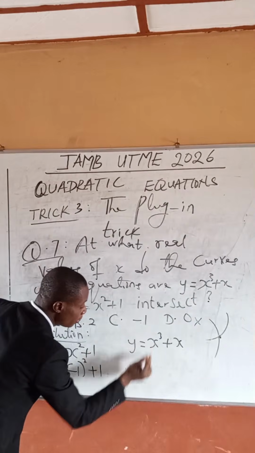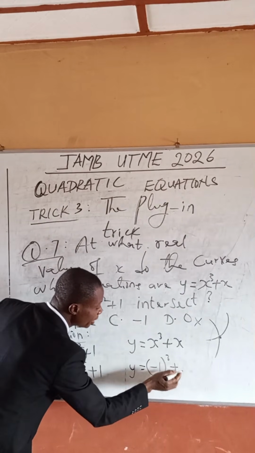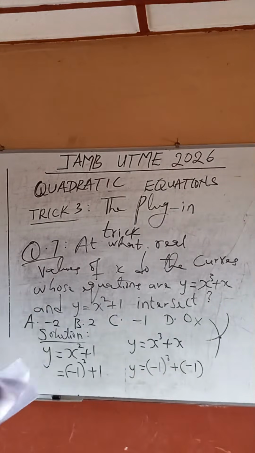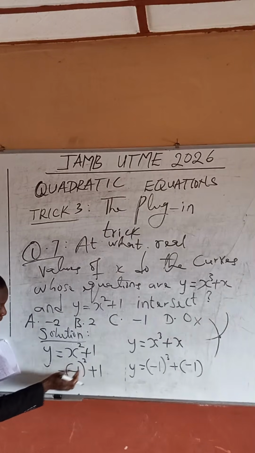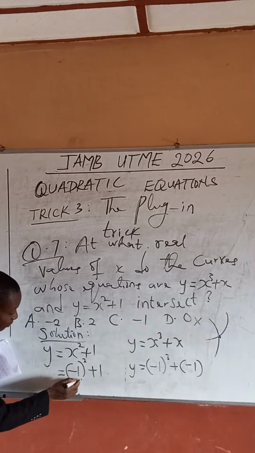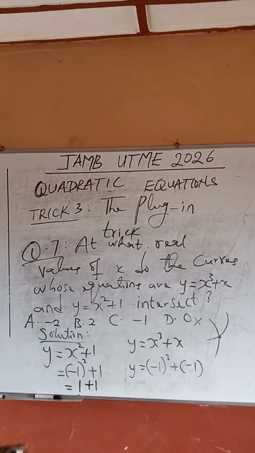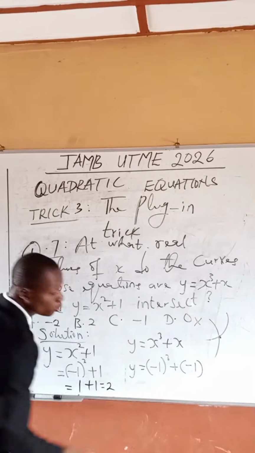Y equals -1 raised by 3, then plus -1, right? I hope we got how we got that plus. Do you understand how we got the plus? Please, if you don't understand, let me know, okay? So -1 squared, this is squared, so the minus disappears, leaving us with 1. Then plus 1. You get it? 1 plus 1, and that is 2 here, right?